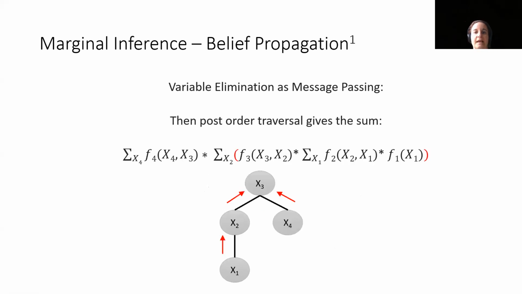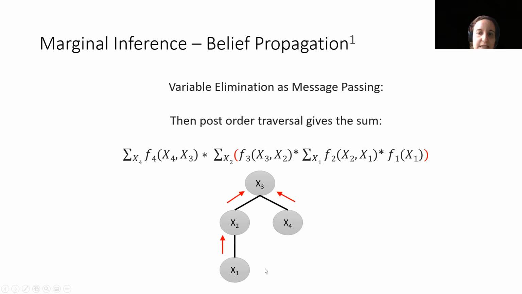Once we do that, it can be easily shown that the variable elimination that I did in the previous couple of slides can be represented with what we call the post-order traversal of the graph. How is this going to work? Post-order means that for every node we first visit its children, and then we visit the node. So in this case, the first node that we'll visit is x1.